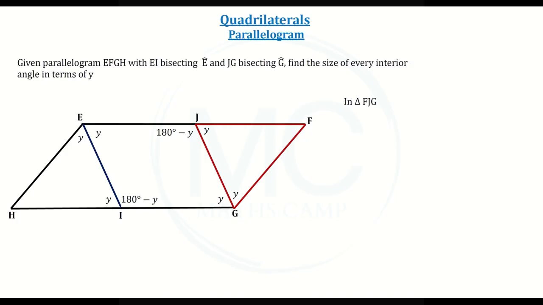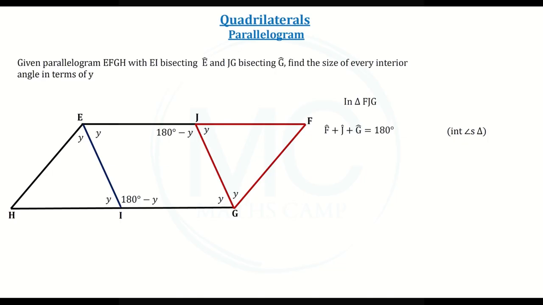Now we know from our previous videos that the interior angles of a triangle add up to 180 degrees. So we can say angle F plus angle J plus angle G is equal to 180 degrees. And as our reason, we say the interior angles of a triangle.